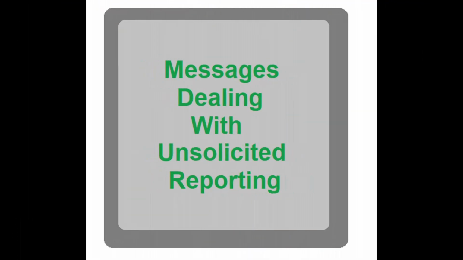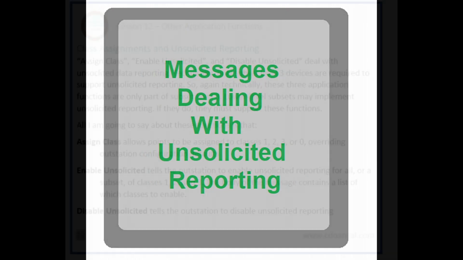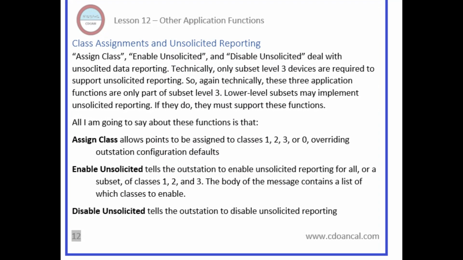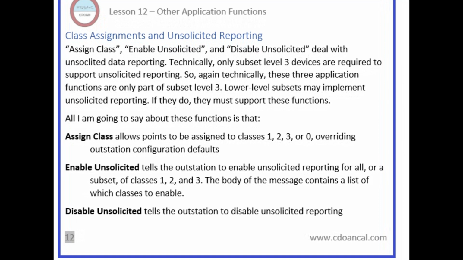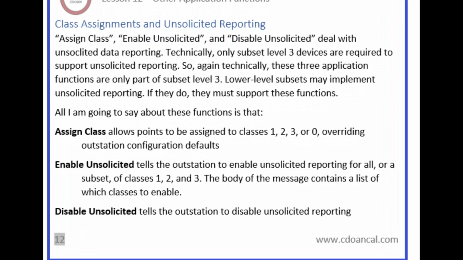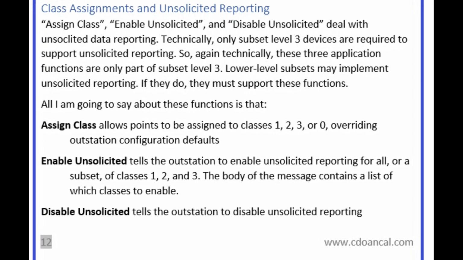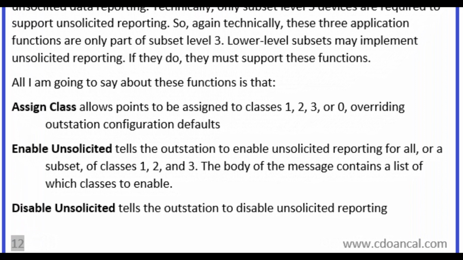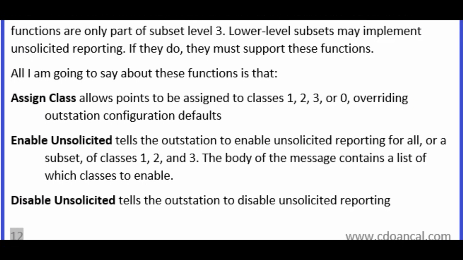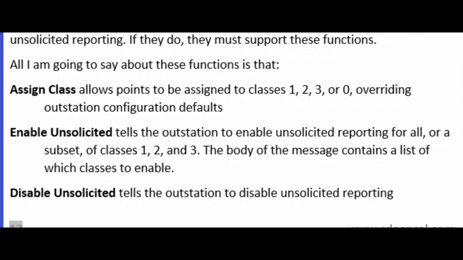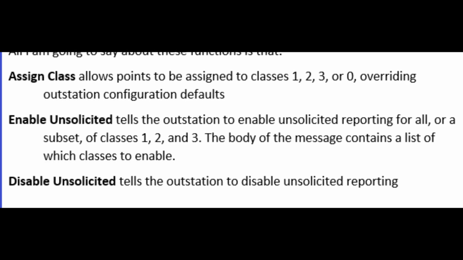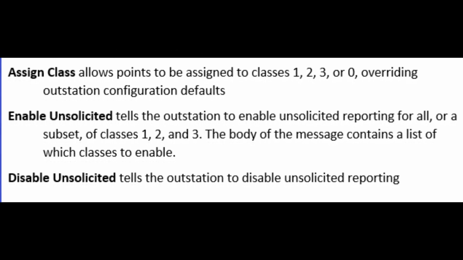Three of the other additional messages deal with unsolicited reporting. These are assign class, enable unsolicited, and disable unsolicited. Technically, only subset level 3 devices are required to support unsolicited reporting. So, again, technically, these three application functions are only part of subset level 3. Lower level subsets may implement unsolicited reporting. If they do, they must support these functions.